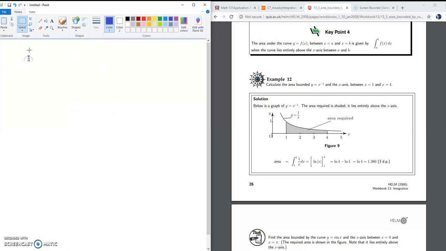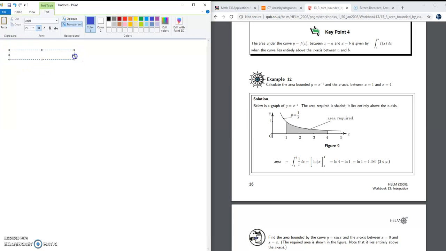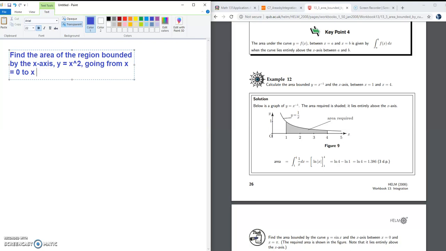Find the area of the region bounded by the x-axis, y equal to x squared, going from x equal to 0 to x equal to 2.